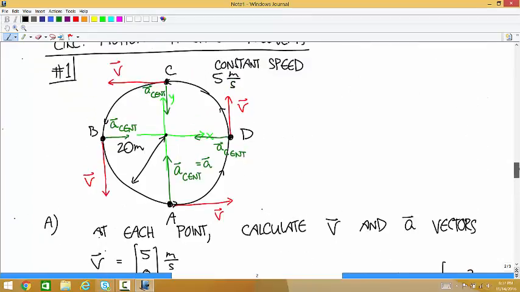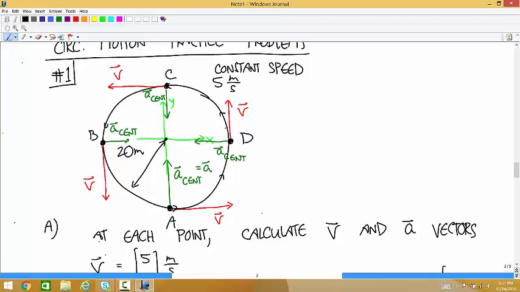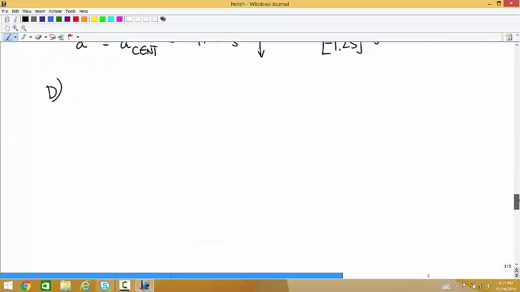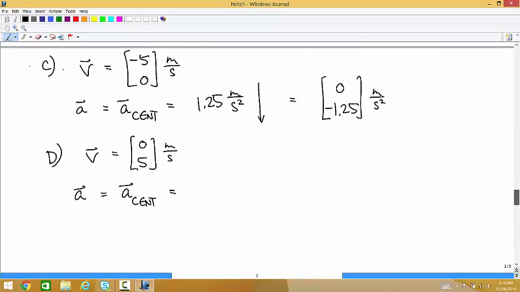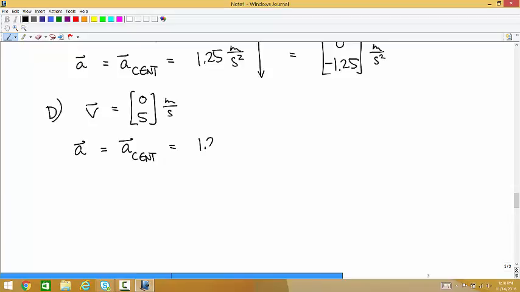Okay, so the velocity is in the positive y direction. So 0, 5. And the acceleration is in the negative x direction. So that's 1.25 this way, which is another way of saying negative 1.25, 0.